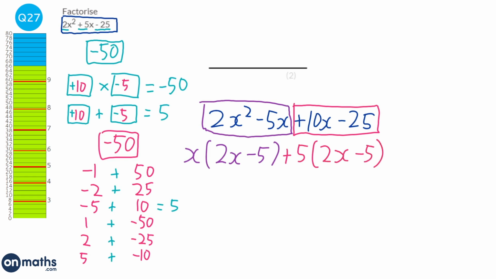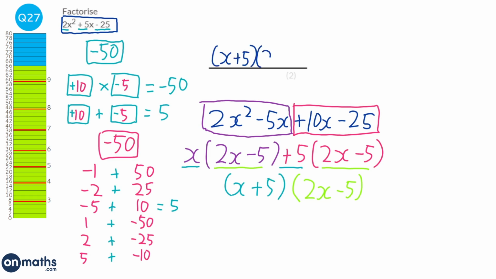Now notice something here, that these brackets are the same. If they're not the same, you've made a mistake. So we're going to write down the bracket there. And for the other bracket, it's just the bits left over, the bits on the outside. So the x and the plus 5 will make up that second bracket. So our answer is x plus 5, 2x minus 5, or the other way around. So you could write bracket 2x minus 5, close bracket, bracket x plus 5, close bracket.